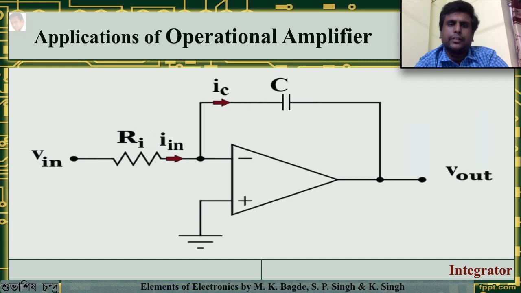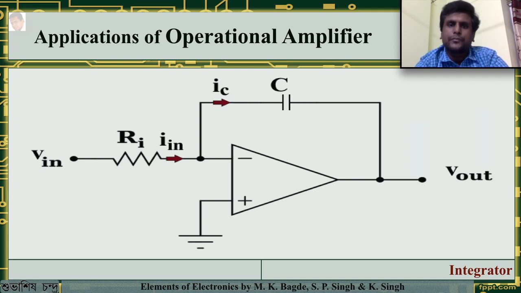In the integrator, the feedback is provided through a capacitor C. The current through it is denoted as IC. The input current is IN, which flows through a resistor Ri. The input voltage is Vin and the output voltage is Vout. All the symbols have been written in lower case. In the previous tutorial, you might have seen that the voltages and currents were denoted in upper case, that is capital V and capital I.